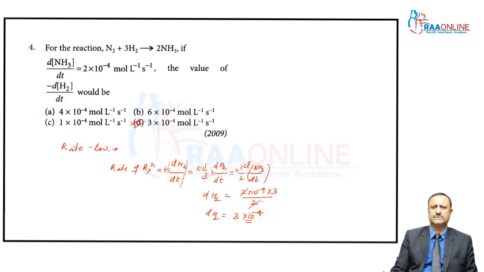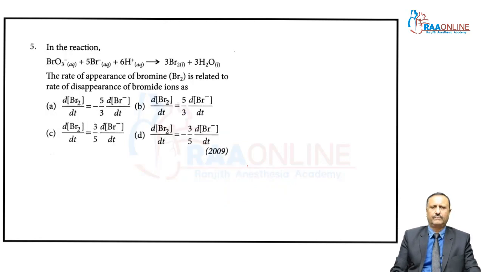In this way, my dear students, you can solve the problem. This problem was also asked in the 2009 NEET exams. Now, question number 5: in the reaction BrO3^- (aq) plus 5 Br^- ions plus 6H^+ ions gives 3 Br2 (liquid) plus 3 H2O (liquid), the rate of appearance of bromine is related to the rate of disappearance of bromide ion as.